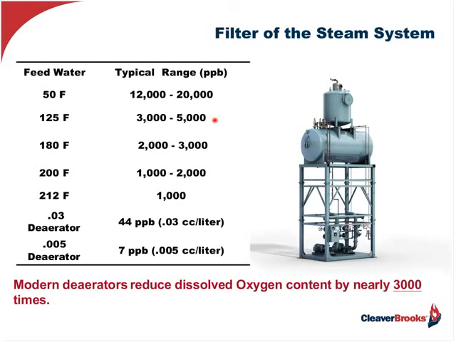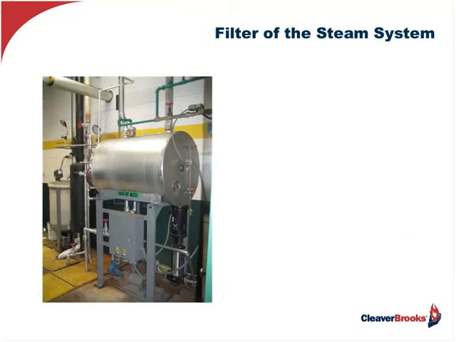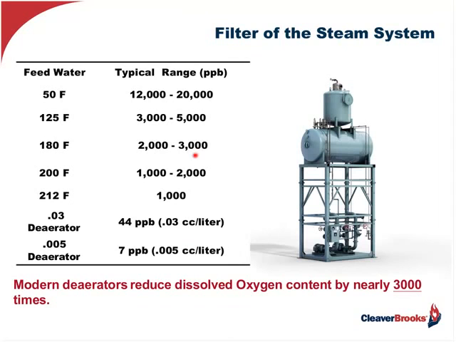That would be good. That would cut back on the sulfite treatment that I have to add to my boiler water, which also increases the TDS level, which increases my blowdown. But if I have a deaerator, I can take it all the way down to 7 parts per billion, 0.005 cc's per liter, almost nothing, seriously reducing sulfite treatment, which then turns into sulfate, which is total dissolved solids, which I have to blow down, plus the cost of the chemical itself. So, as you can see here by the note, modern deaerators reduce dissolved oxygen content by nearly 3,000 times.